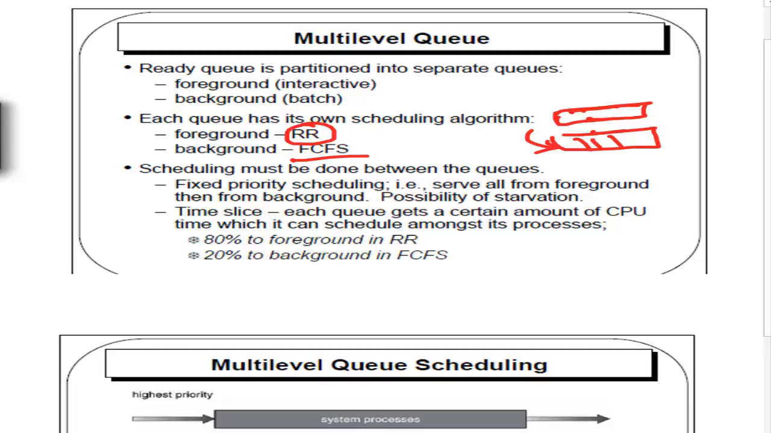This is one kind of thing, and it will straight away lead to starvation. If these interactive jobs keep coming and coming, the background jobs will starve forever. So that's the problem. So we can have a different approach, where we have a time slice. We say these processes should run for 80% of the time, and these processes should run for 20% of the time. And we can run it in such a manner.